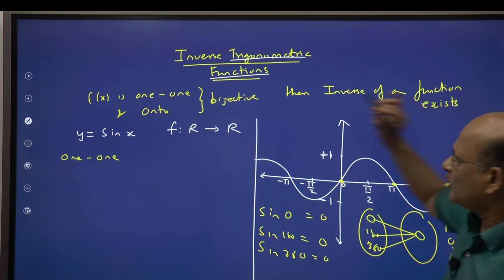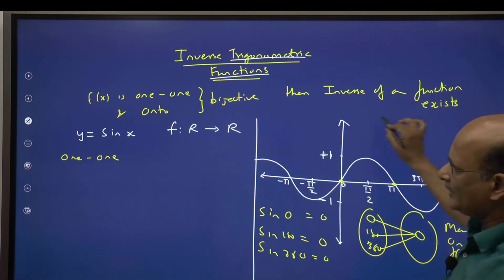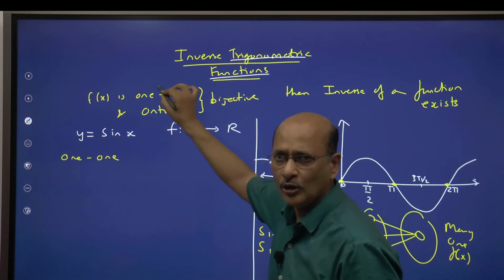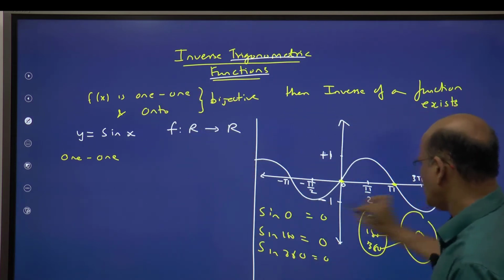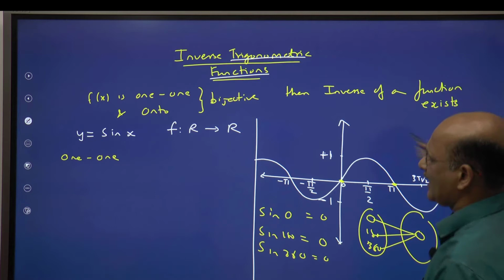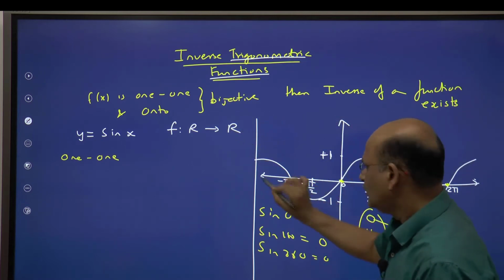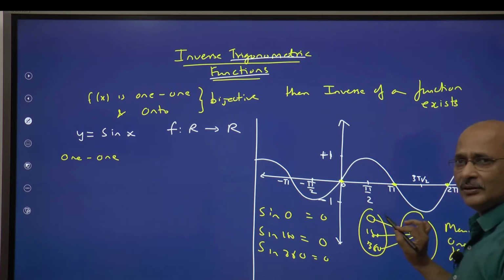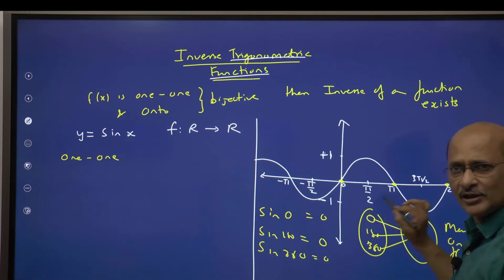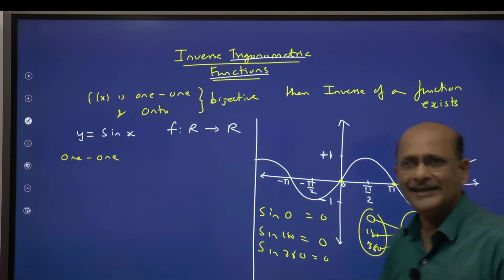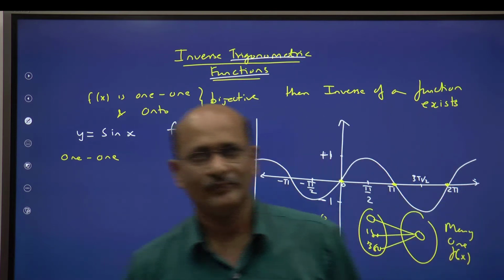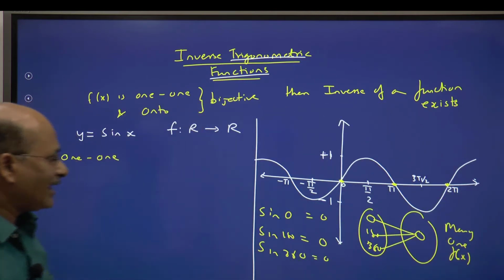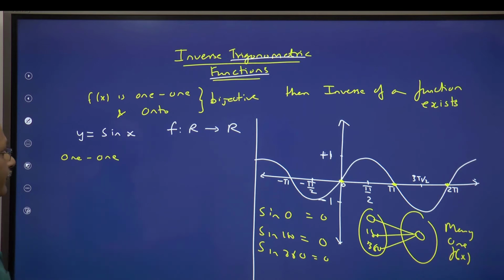Because for an inverse of a function to exist, the function should be one-one and onto. But in this case, if you see across the whole real number line, from real number to real number, I say that this trigonometric function is many-one, hence the inverse does not exist.